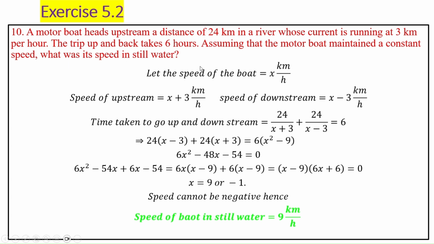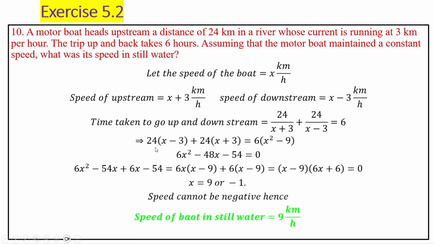Okay, let the speed of the boat be x kilometers per hour in still water. So the speed upstream is x minus 3, because 3 kilometers per hour is the stream speed, and downstream is x plus 3 kilometers per hour. So the time taken to go up and down is 24 by x plus 3 plus 24 by x minus 3, which is the total time of 6 hours. Now you take the LCM and then solve it.